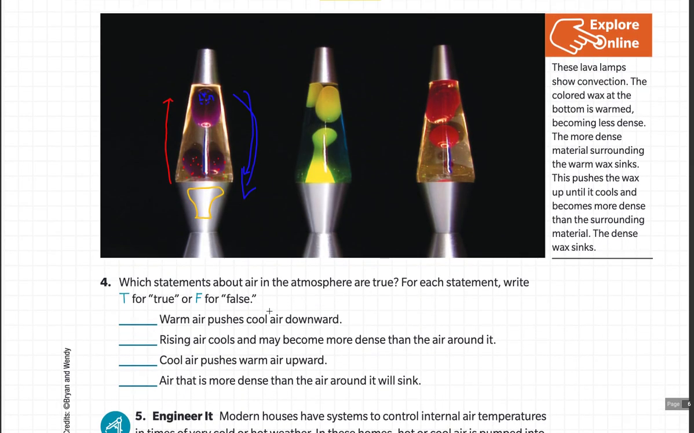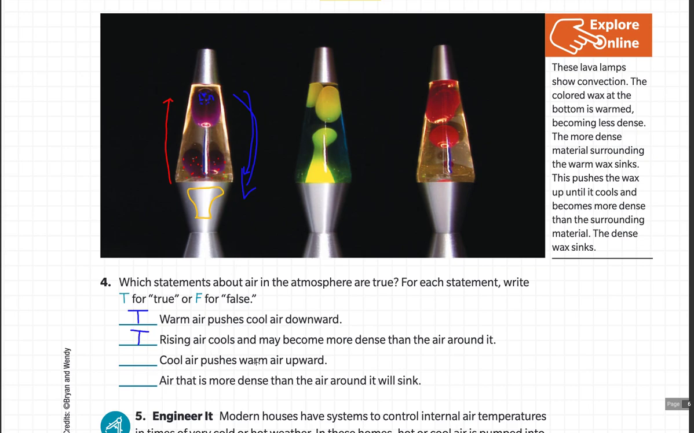Which statements about air in the atmosphere are true? Warm air pushes cool air downward. And this would be true. You can kind of use this to see that. Warm air is going up, it's pushing the cool air down. Rising air cools and may become more dense than the air around it. This would be true. Right? The warm air is less dense, but it's going up, and it's going to become more dense because it's going to cool down as it goes up.